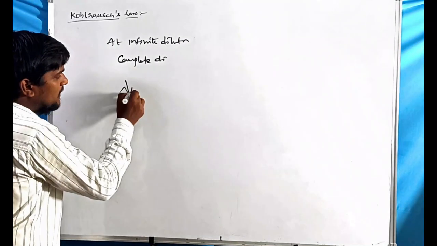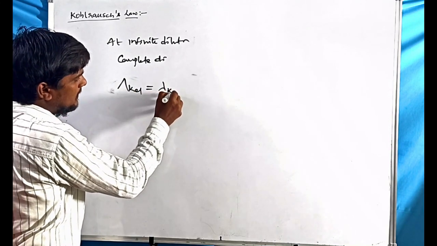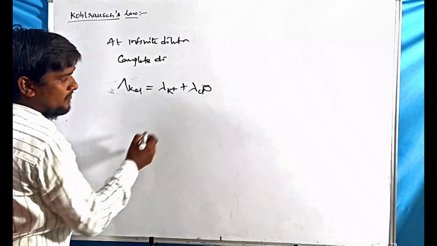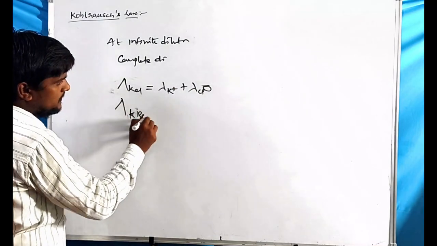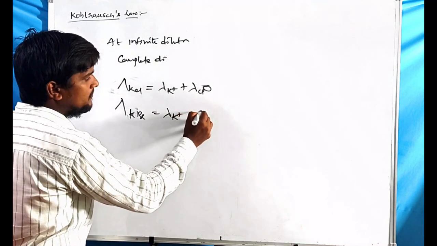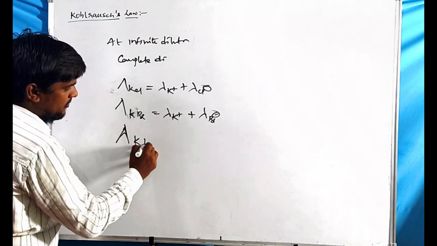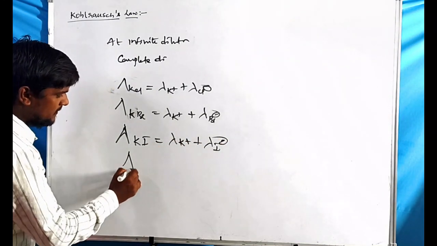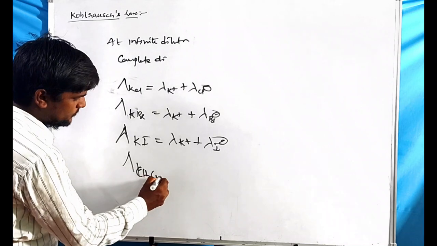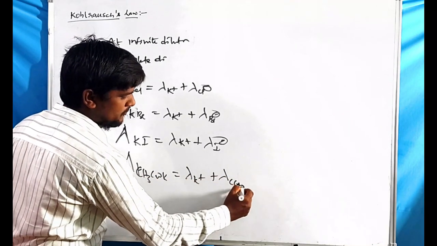Now the equivalent conductance of KCl has K plus and Cl minus. The equivalent conductance of KBr is nothing but K plus and Br minus. The equivalent conductance of KI is K plus and iodide minus. The equivalent conductance of CH3COOK is K plus and CH3COO minus.